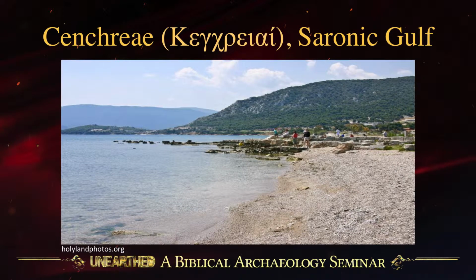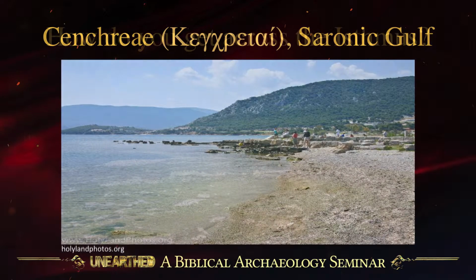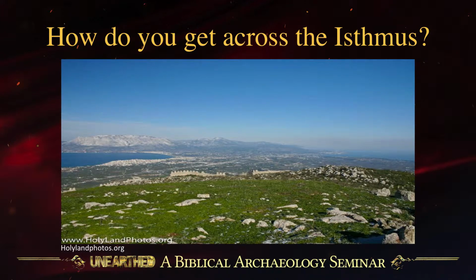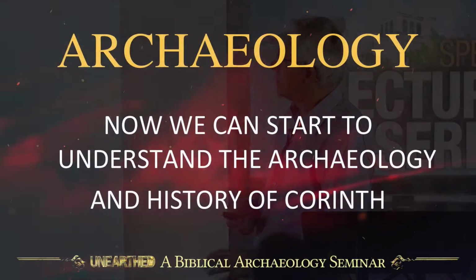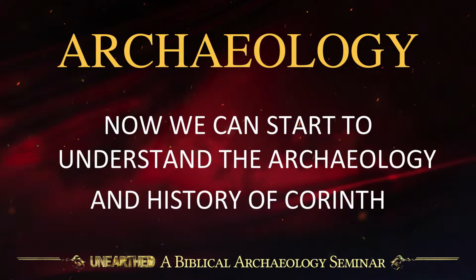The other side, where you get the Saronic Gulf, has the old harbor of Kenchreai, and there are two old stone moles or jetties sticking out into the water, the north one and the south one. But the problem is, what do you do about that narrow neck of land, that isthmus in between? It's not very wide. It's about 4 miles across. Just about 4 miles, not very far. But it's far enough.